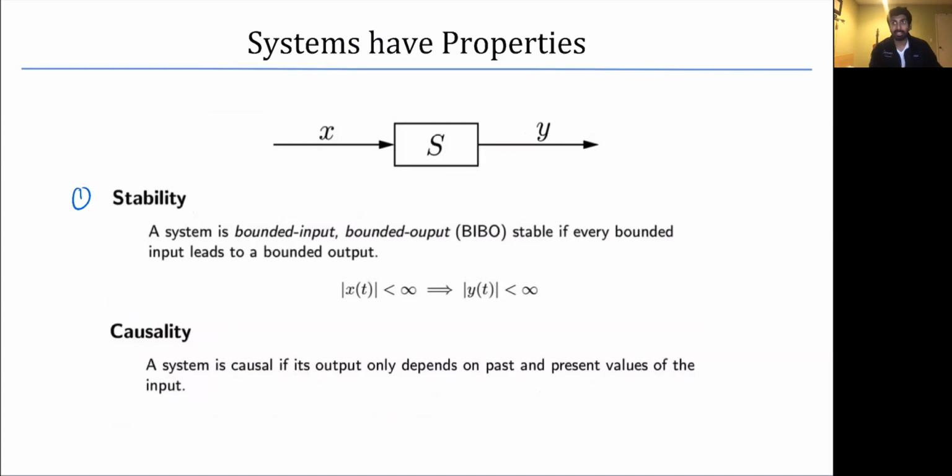Let's say I have some x of t, and for all t, let me write this a little neater, remember that this symbol here means for all. So for all t, the absolute value of x of t is less than infinity. So it takes on some value, so it's bounded. The input is bounded. Now for this input, in this particular case, we apply our system and we get an output. So here's our system. It applies to x and it spits out y. Now y is also bounded. So in this case, the system is stable because x is bounded and y is bounded.